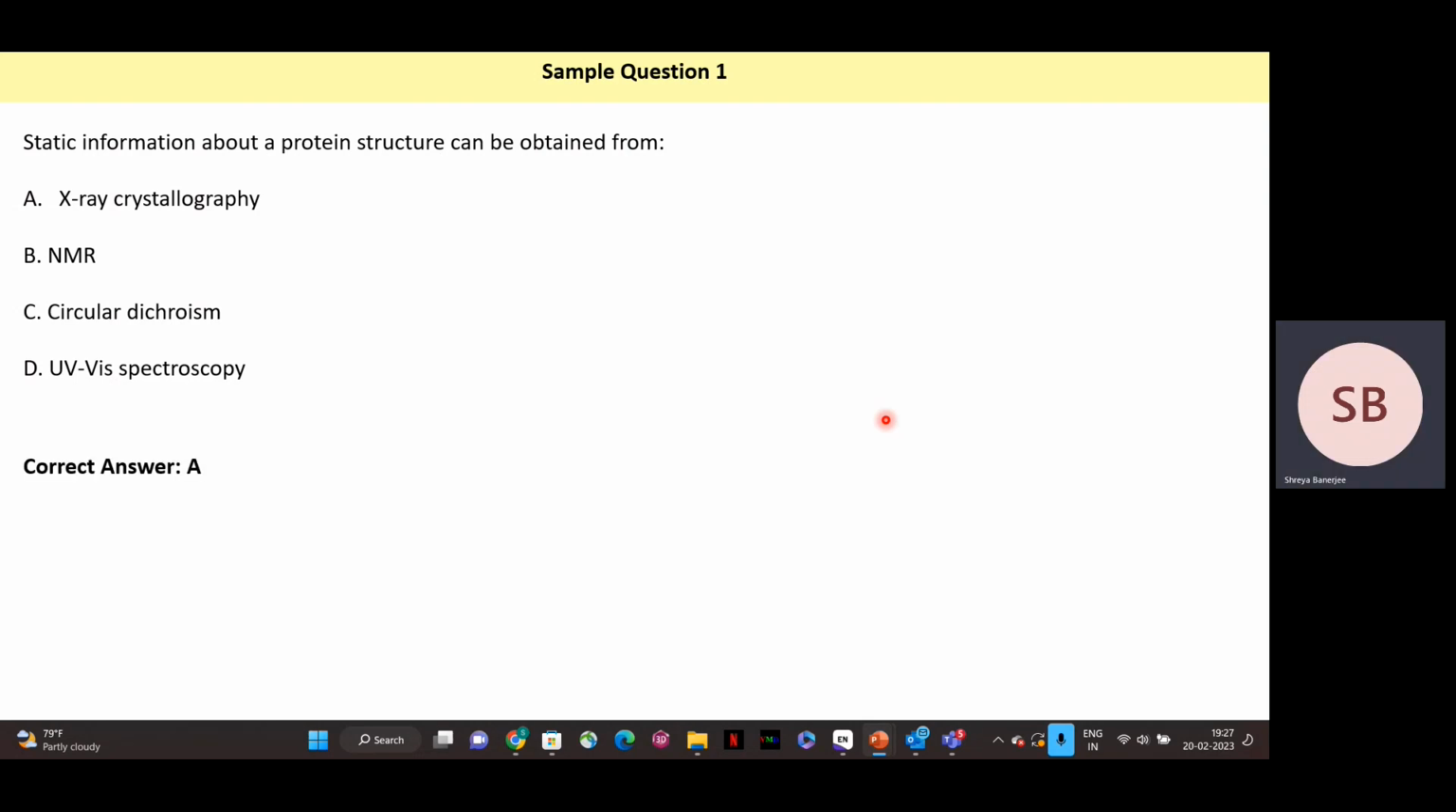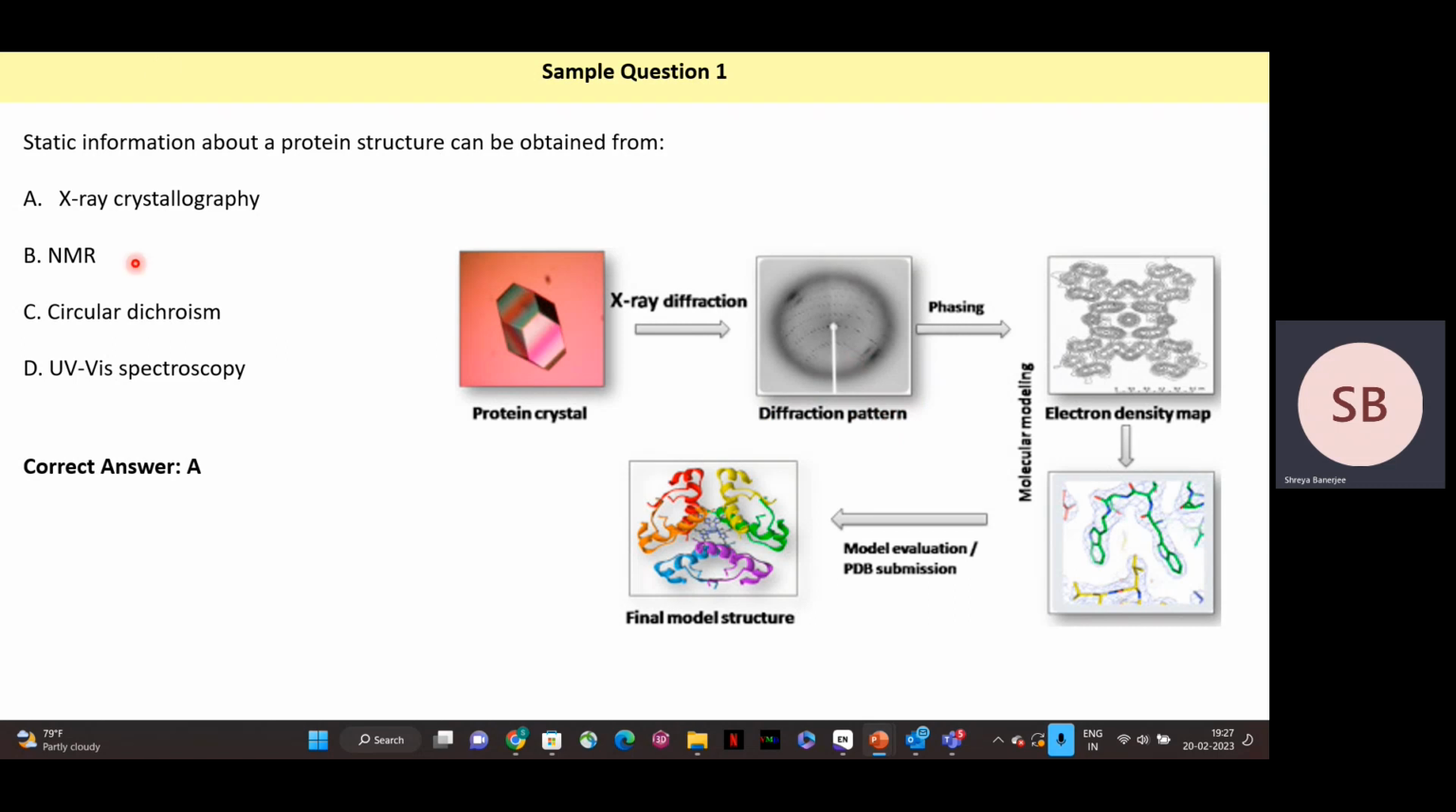Okay, so the answer is A, which is X-ray crystallography. So static information about the protein structure, and why is it static information? In X-ray crystallography, as you know, the method involves getting a protein crystal which is as close to perfect as possible. Then X-rays are passed through it to get a diffraction pattern. From the density of spots in the diffraction pattern, you can get an electron density map. Where the electron density is large, there will be many spots. And where the electron density is low, you will have fewer spots.